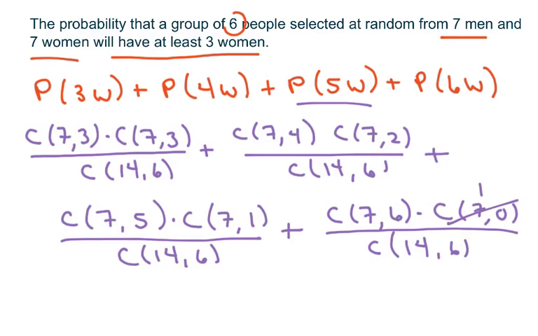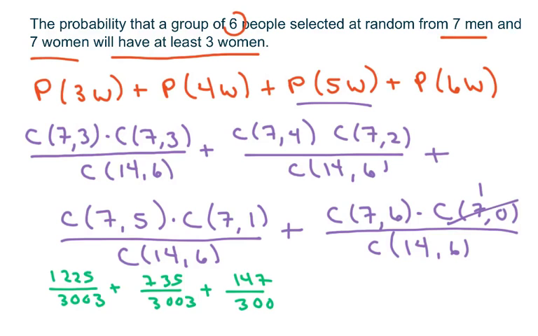So if I write real small here, I'm going to get 1225 over 3003 plus 735 plus 147 over 3003 plus 7 over 3003. And simplifying that, after you add it up, you get 302 over 429.